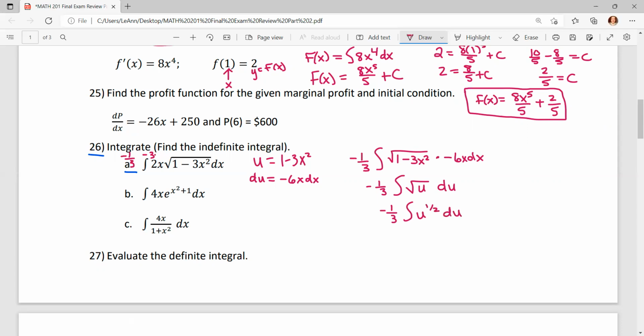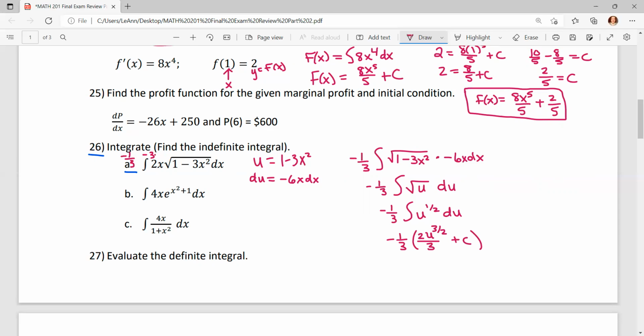And then for this, we're doing our power rule. So this would be negative 1/3 times, and then we raise this one power. So that's going to be 3/2 when we add another 2/2 to it. And then remember, we multiply by the reciprocal when it's a fraction, plus C.